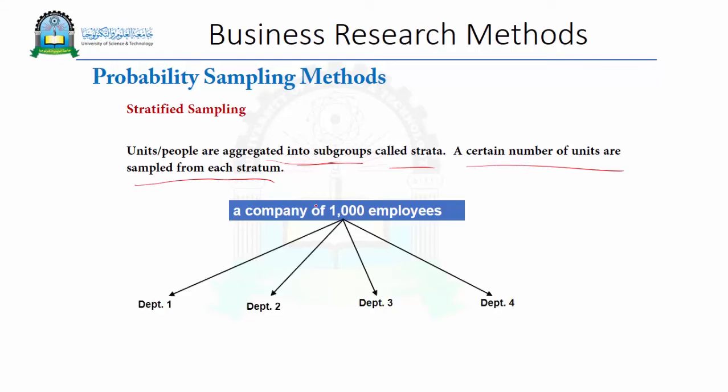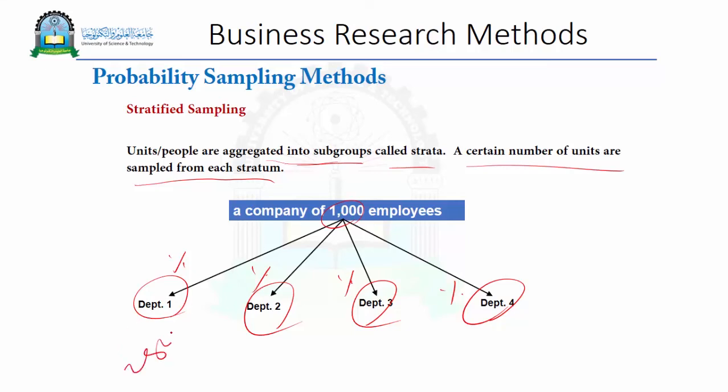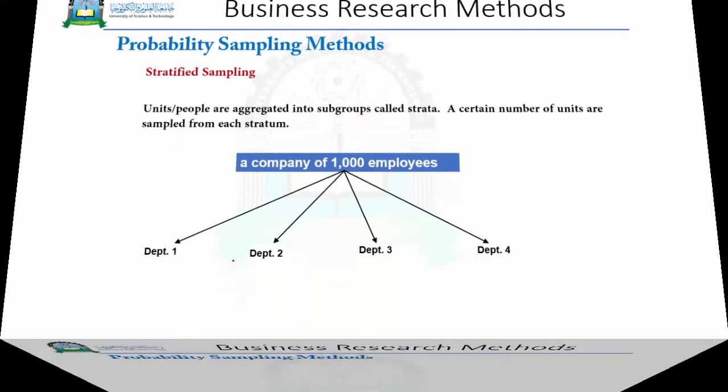So if a company has 4 departments and 1,000 employees in the whole company, I will take a sample from every department, either proportional, in which I calculate the percentage and draw the sample according to the percentage representing the population, or non-proportional. That means I can divide 1,000 by 4, so I can take 250 for each department.